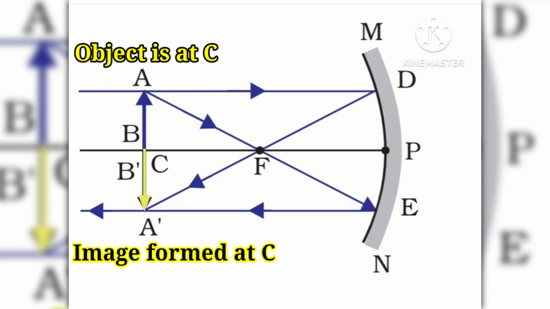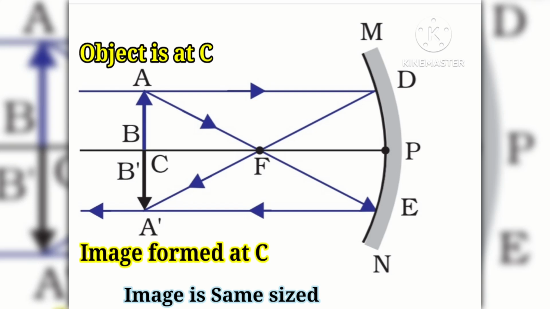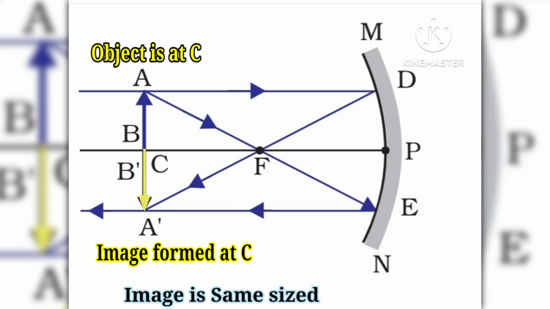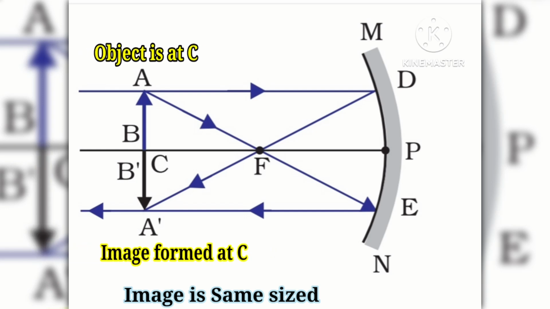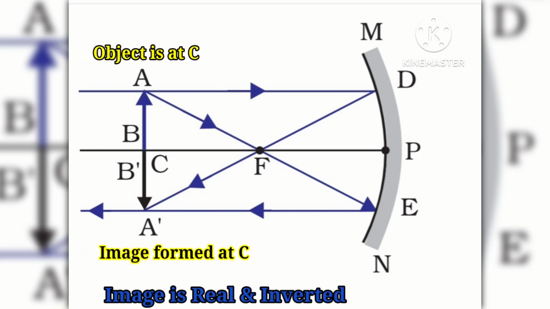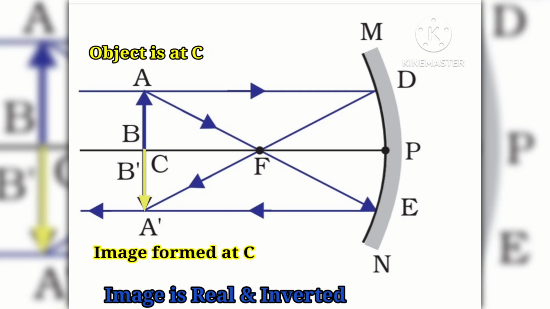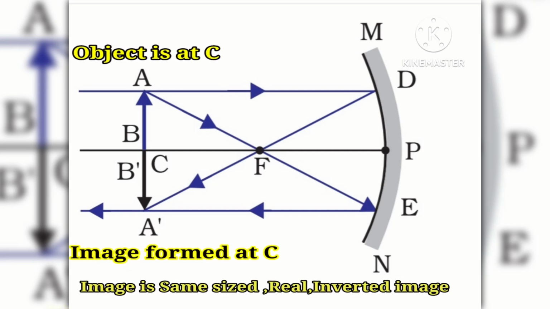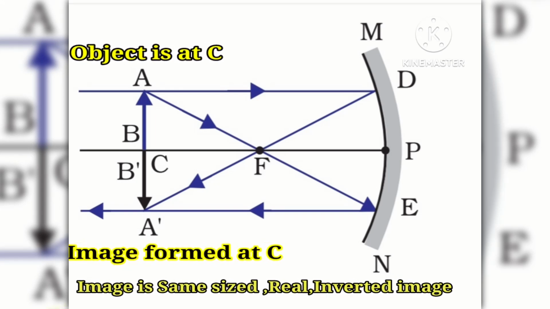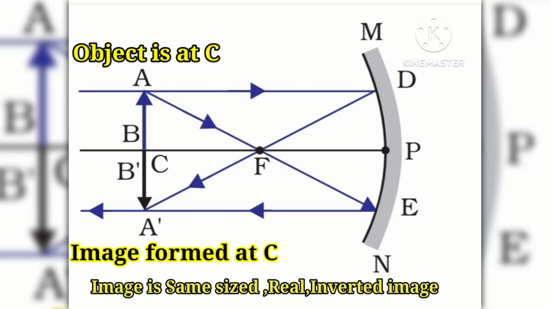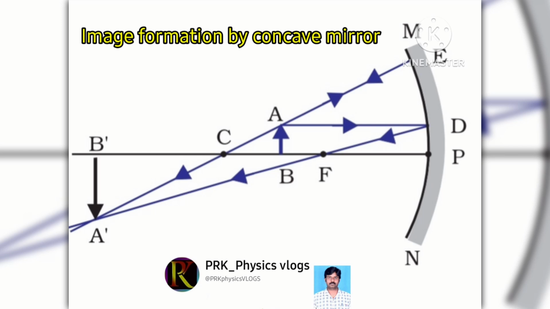Now observe the size of the image and object. You can see that they both are the same. Means object and image are the same in size. Now observe the nature of the image. We get two reflected rays meeting at one point. So the image is a real image and it is an inverted image. We notice it from the diagram. Let me conclude all the characteristics once again. Object is at center of curvature, image is also formed at center of curvature, image size is the same, and it is a real inverted image.